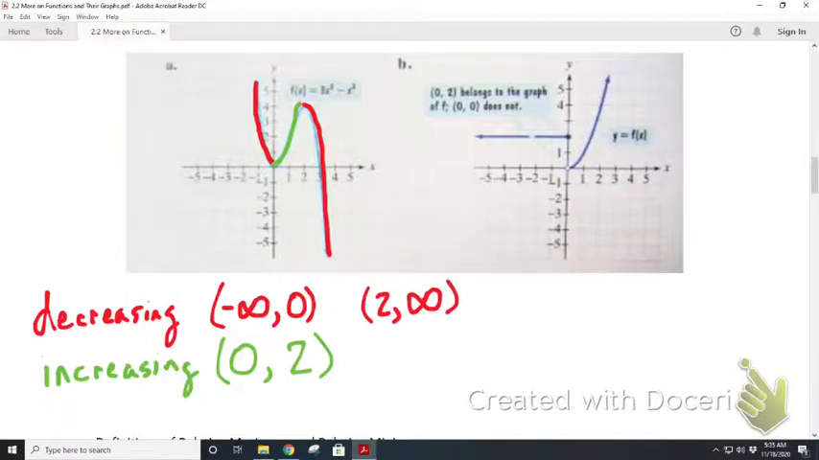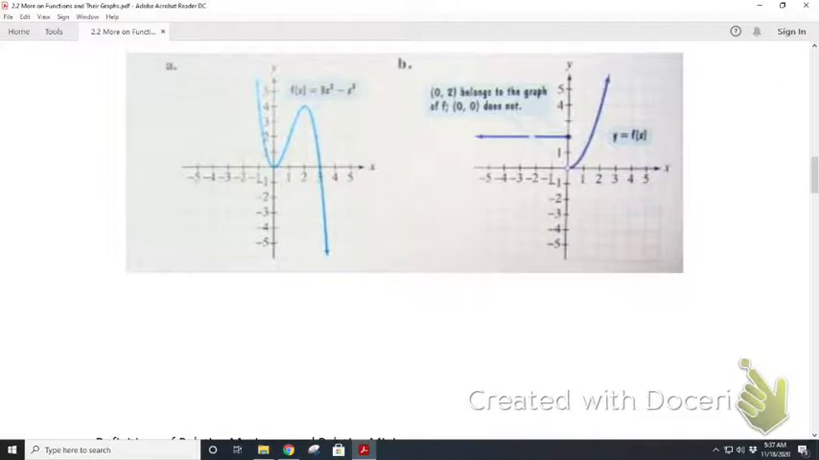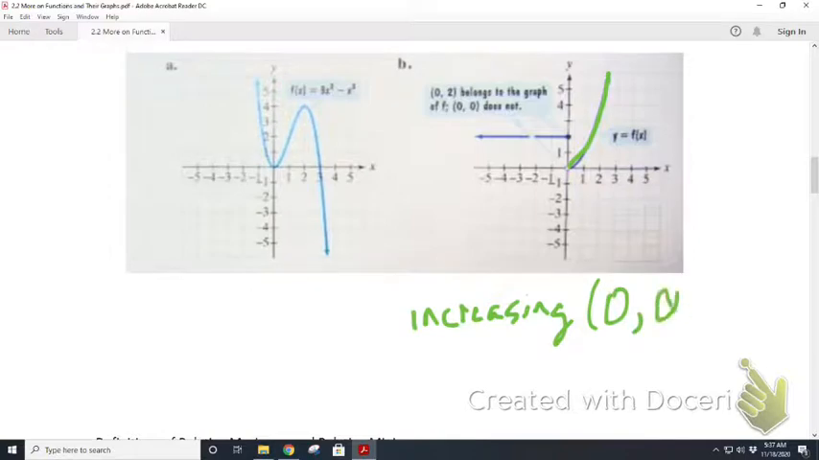All right, part B, even simpler. It is only going up from there to there. Yes, it is constant right here, but I don't really care about that. So we're going to ignore the constant. It's not going down ever. So it's only going up, and I would say increasing zero to infinity. And that's it. Hopefully that makes sense.